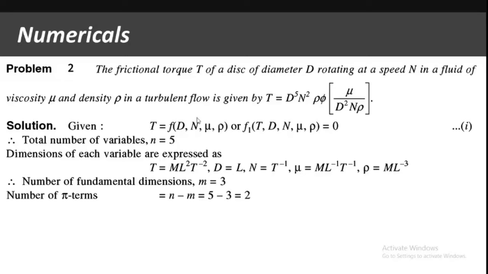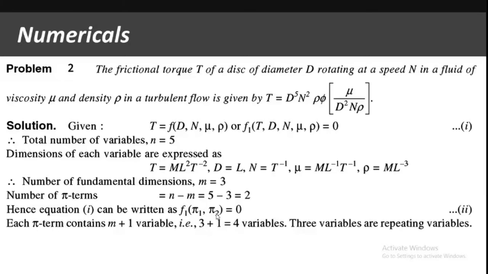Then mu is absolute viscosity. We already derived this in the first unit. Its dimension is m1 l minus 1 t minus 1, and rho is kg per meter cube, so m1 l minus 3. So we can write down the dimensions. After that, there are two pi terms, so the given equation can be f1 of pi1, pi2 equals 0.